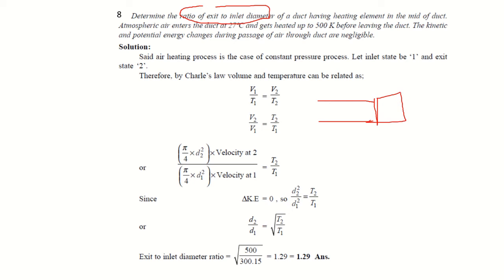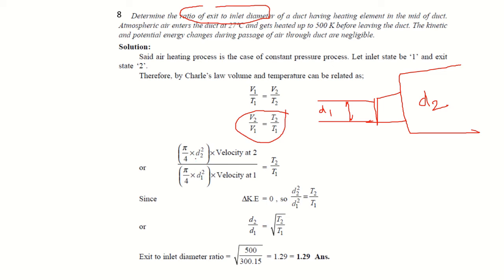Heater. This is D1. This is D2. So, volume is directly proportional to temperature. So, we can get T2 by T1 is equal to V2 by V1.